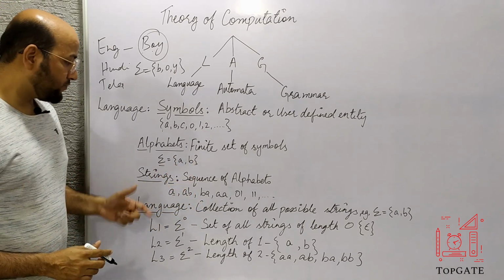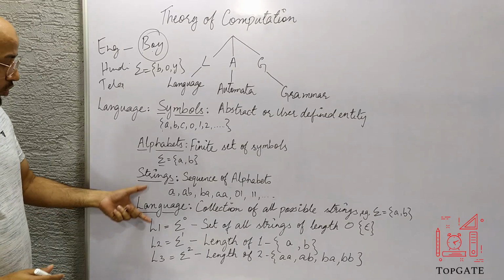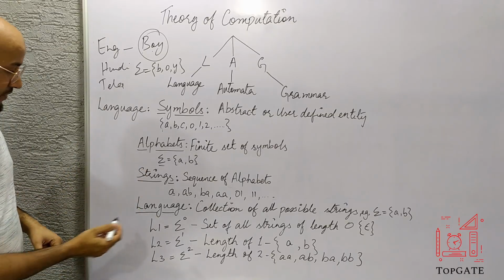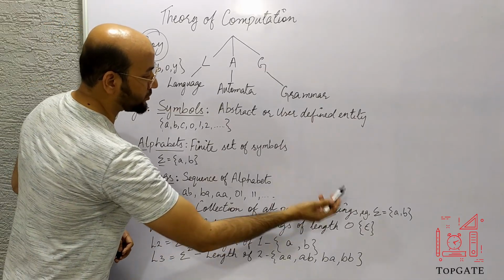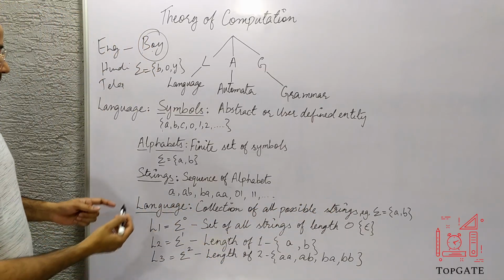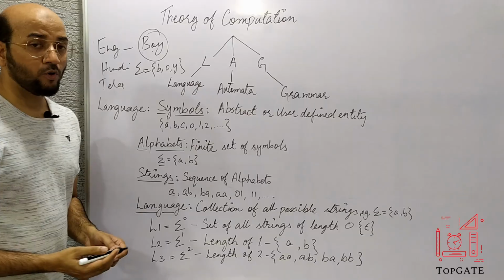Now finally the language, that is the top floor of the language. So what is the language? Language is a collection of all possible strings. Suppose we are talking about the English language.